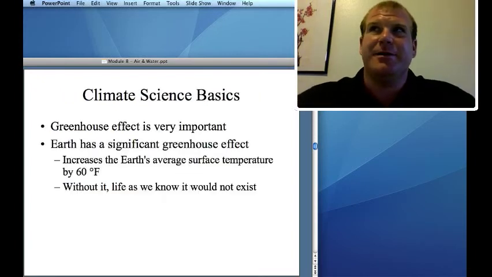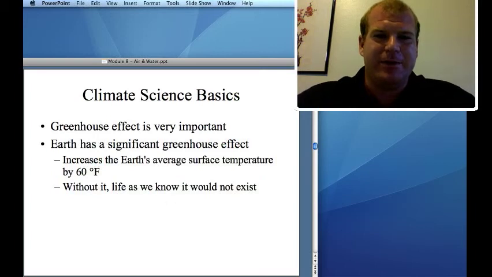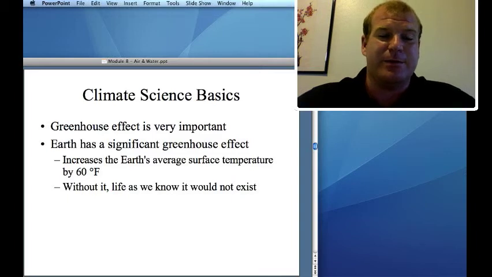A lot of people are talking about climate science, and a lot of people are worried about global warming, but not very many people know much about it. So I'm going to talk a little bit about climate science. First of all, people are afraid of the greenhouse effect. That's not true at all. The greenhouse effect is extremely important.